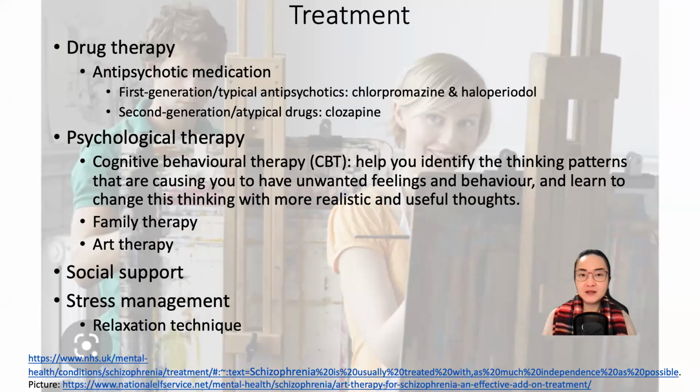Psychological therapy, such as cognitive behavioral therapy or CBT, that can help you identify the thinking patterns that are causing you to have unwanted feelings and behavior, and then learn to change this thinking with more realistic and useful thoughts. Family therapy. It's also important that the family also takes part in the therapy in order to be able to support their family members having problems with schizophrenia.